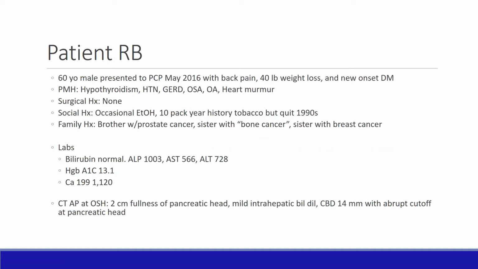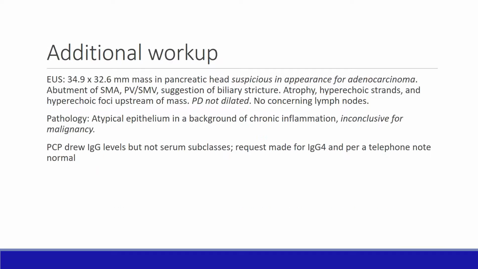So primary care drew some blood work. Bilirubin was normal, but he did have an elevated ALK phos at about 1,000, transaminitis with AST 566 and ALT 728, uncontrolled diabetes with an A1C of 13.1, and an elevated tumor marker, CA19-9 of 1,120. This prompted a CT scan at the outside hospital that demonstrated a 2-centimeter area of fullness in the pancreatic head, some mild intrahepatic biliary dilatation, and abrupt cutoff of the CBD at the pancreatic head.